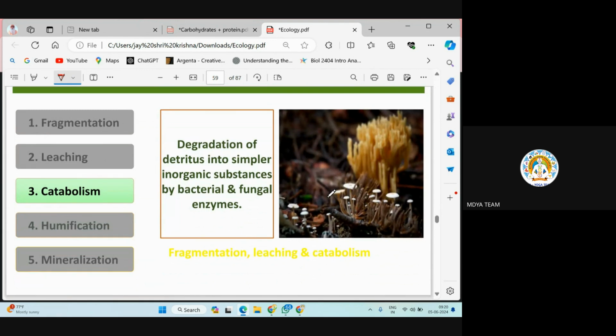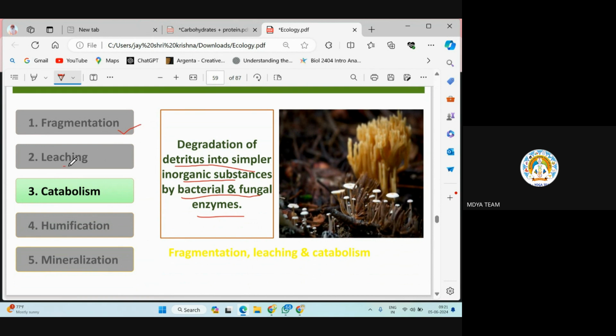Next is catabolism. Now, minerals present in that detritus are already transferred deep inside the soil. What about the remaining organic matter? Degradation of detritus into simpler inorganic substances by bacterial and fungal enzymes. It is just like your digestion. First, you are breaking down your food with the help of your teeth, with the help of your hand in your plate. This is fragmentation, breaking down into small substances physically.